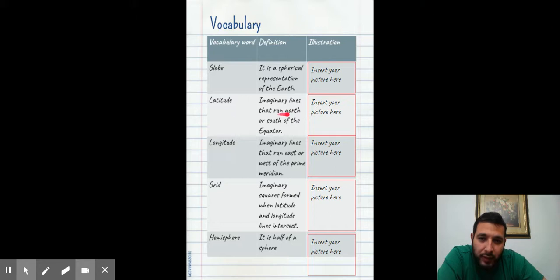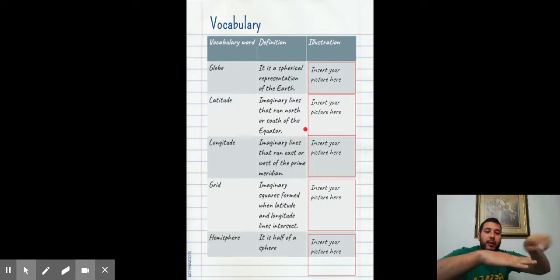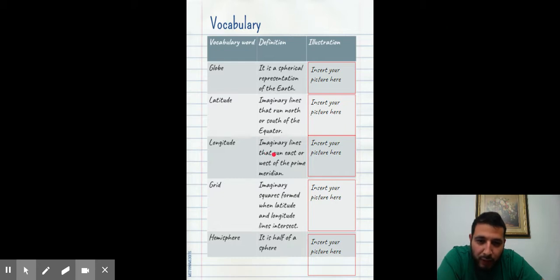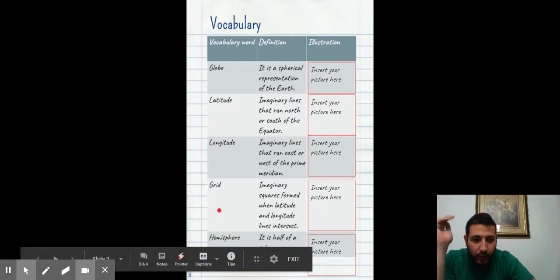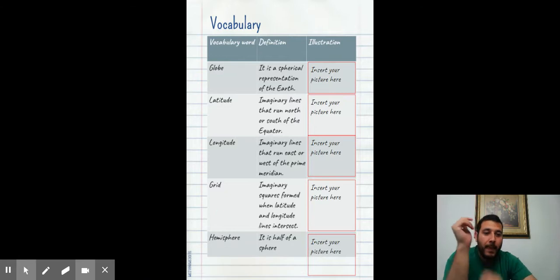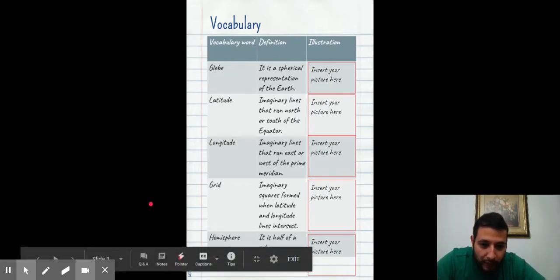So latitude, those are imaginary lines that run north or south of the equator. The equator is right through the middle of the Earth. And then longitude, those are imaginary lines that run east or west of the prime meridian. That's in England, in Europe, that's where they start counting. So the grid, when we have latitude and longitude, that's what you're gonna get for coordinates.